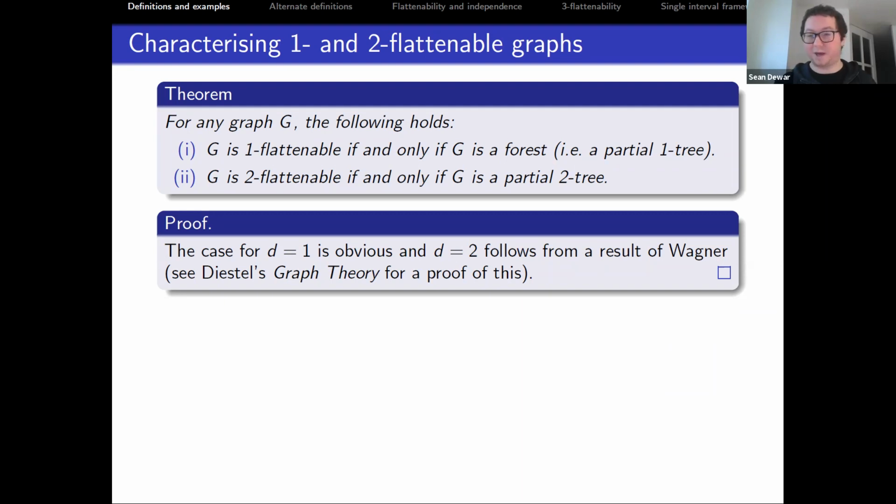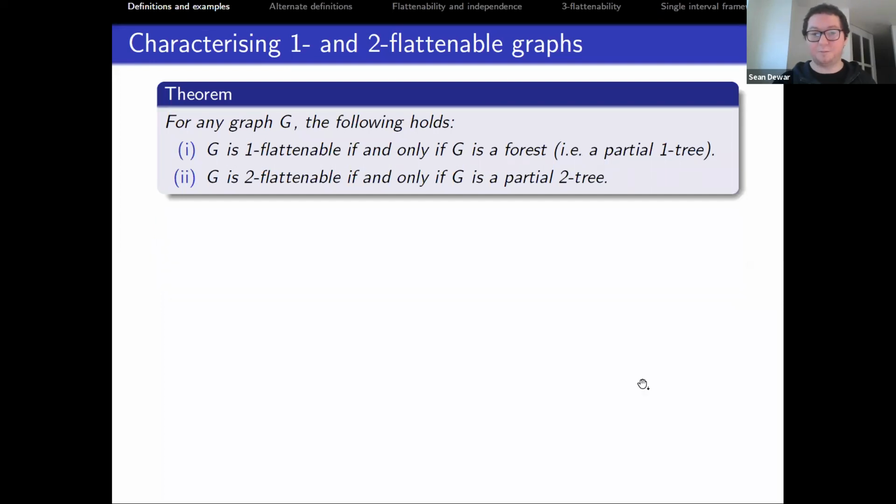He calls them series parallel graphs. So if you like to think about those sort of things, series parallel graphs are 2 trees, off the top of my head. Yes, yeah, they're 2 trees. And this is how he proves the result, basically. But yeah, so we got a nice characterization of 1 flattenability and 2 flattenability already.